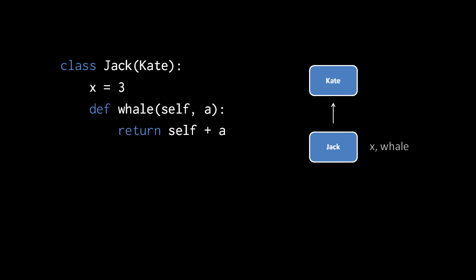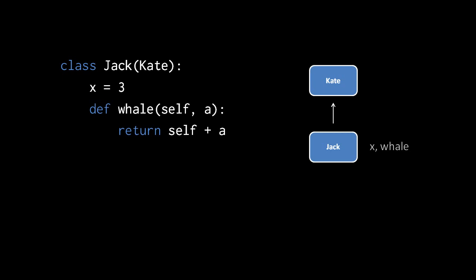Now, the body in this class can contain any code we want, but any names we assign to in the class body get added as attributes to the class object. So, in this class statement, a class object is being created, which inherits from Kate. That class object has two attributes, one x with the value 3, and the other named whale with a function object. And once created, that class object itself is assigned to the variable Jack.